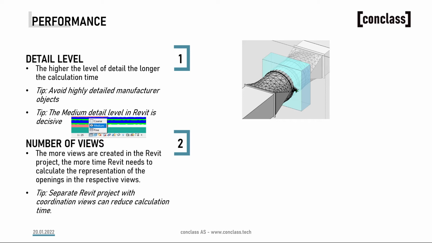The second point is the number of views in your project. The more views are created in a Revit project, the more time Revit needs to calculate the representation of the opening in the views. If you are working in big projects with over 2000 openings, I recommend using a separate Revit project which includes only coordination views.